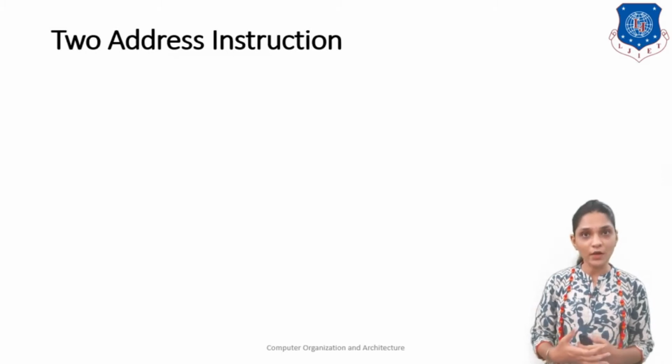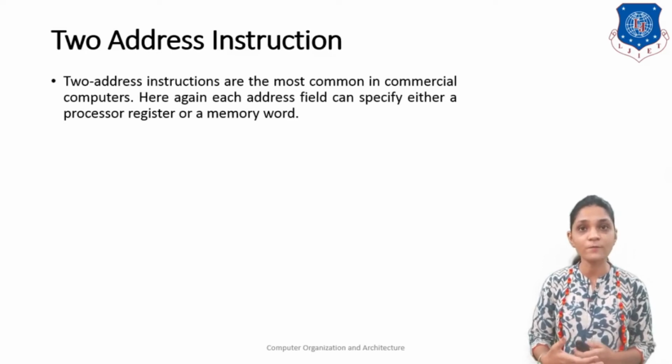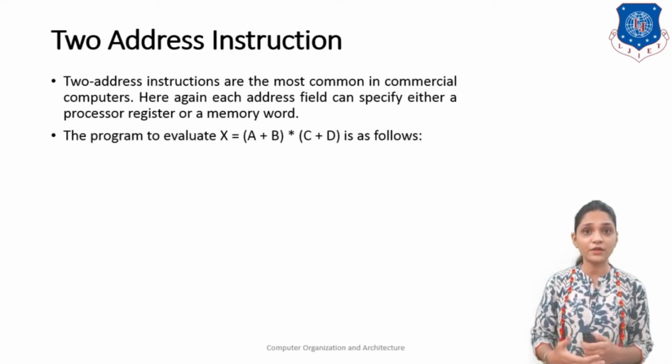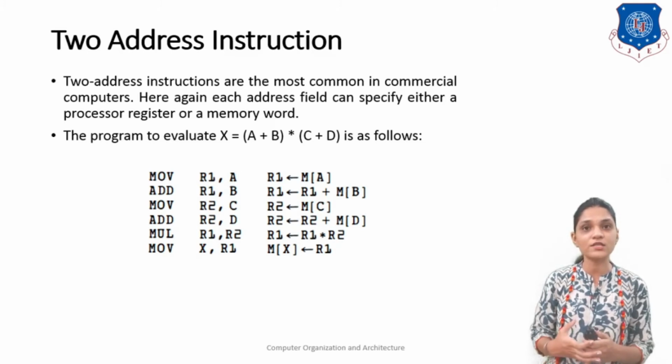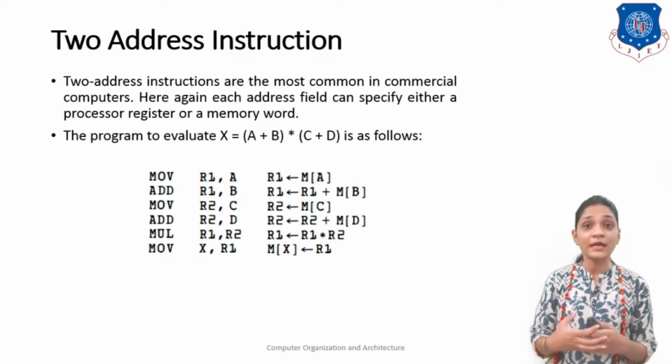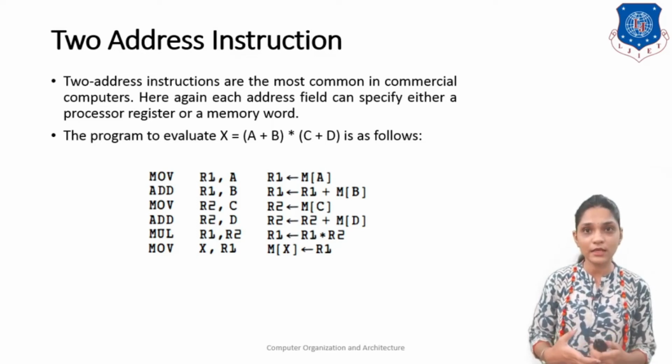Next we will see the 2 address instruction. 2 address instructions are most common in commercial computers. Again, each address field can specify either a processor register or a memory word. Let me evaluate X = (A + B) * (C + D). We will have a program like this: MOV. This instruction is used to move the content from one location to another location. This other location can be a register or memory location. MOV R1, A moves the content of memory location A to the register R1.